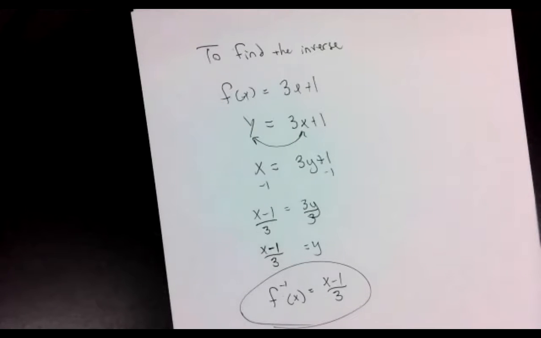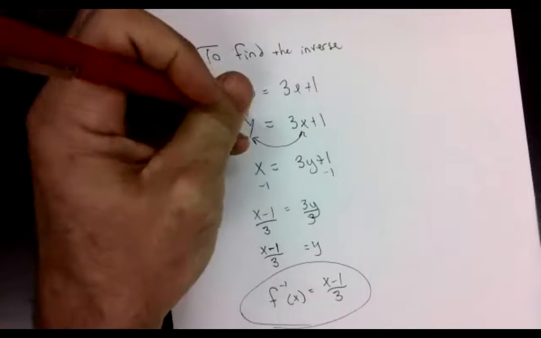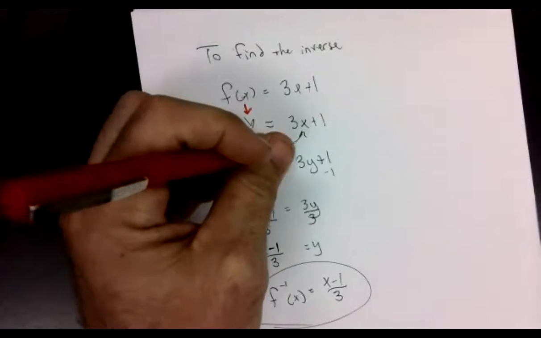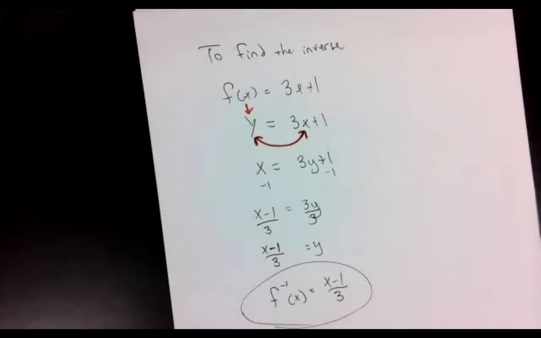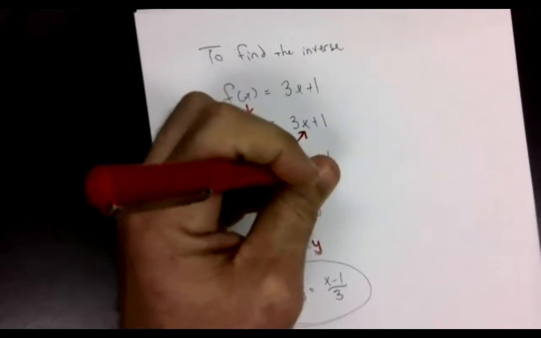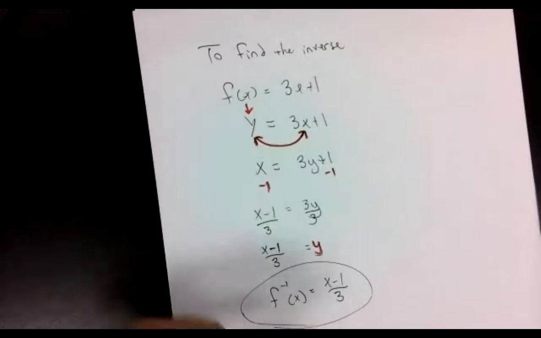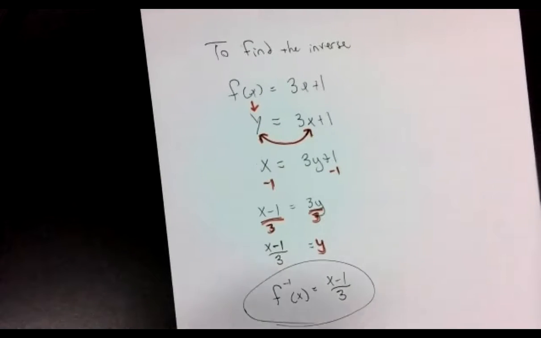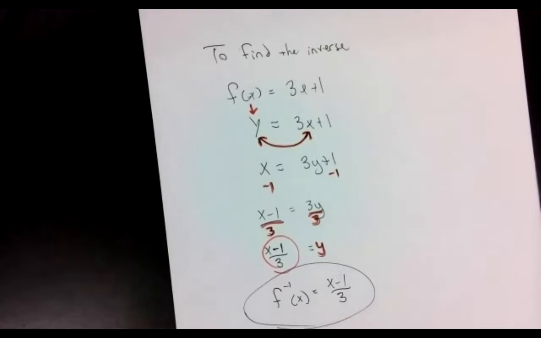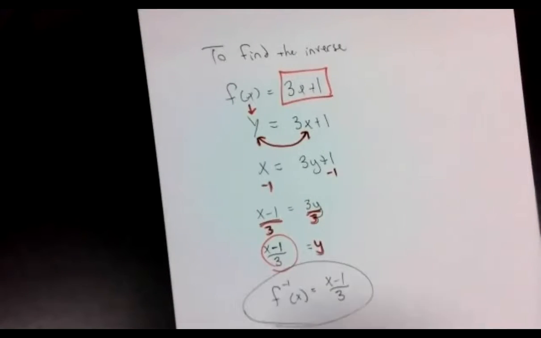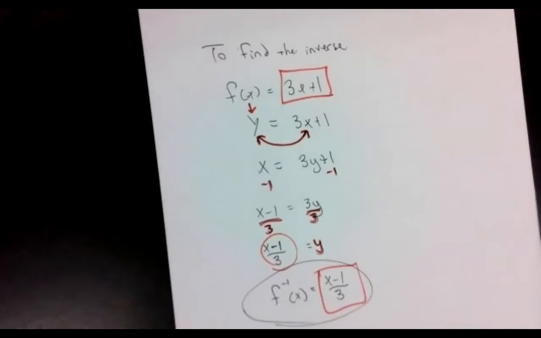So again, kind of step by step. Simply replace f of x with a y. Then we swapped our x's and our y's. Then we basically want to get y by itself. So we subtracted 1, and then we divided by 3. And so doing that became our inverse function. So if this is my original function, this is my inverse function.